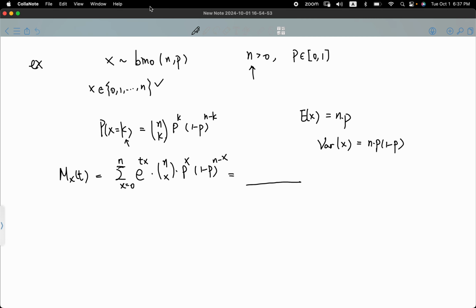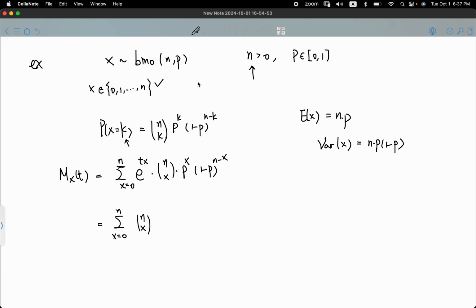Maybe this is not too straightforward, so let me provide the derivation here. One thing we can do is group the terms involving the power of x, and then n choose x. You know what n choose x is, right? There's a formula for that. It gives you the number of configurations, like the heads and tails, that kind of thing.